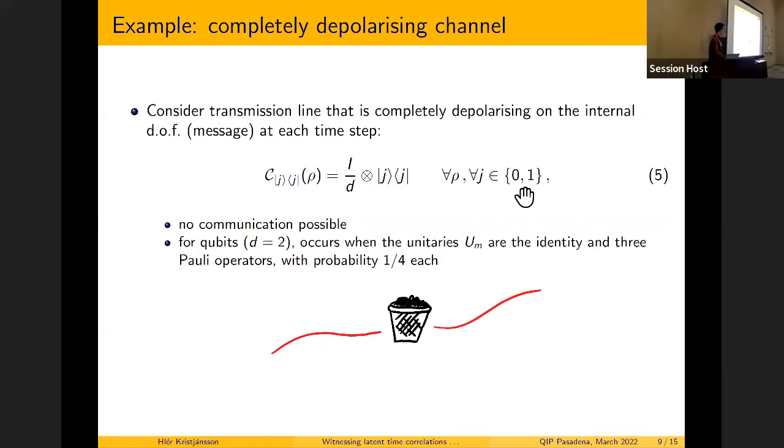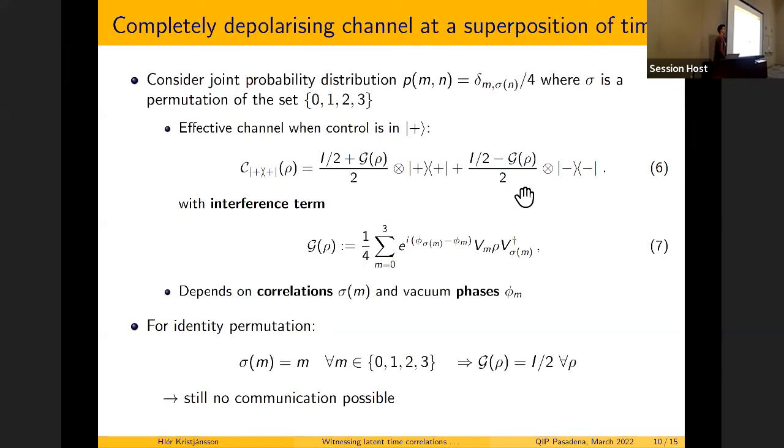And just to note, for qubits, which we'll look at later, this can occur when the unitaries UM are the identity and 3 Paulis. So U0 is identity, U1 is X, and so on. But now, if this transmission line in fact has correlations between successive uses, for example, with the probability distribution P_mn equals Kronecker delta m comma sigma n, where sigma is some permutation of the unitaries. So it just means that if I have a unitary UM that occurs at time t1, then deterministically I will get another unitary determined by that permutation at time t2.